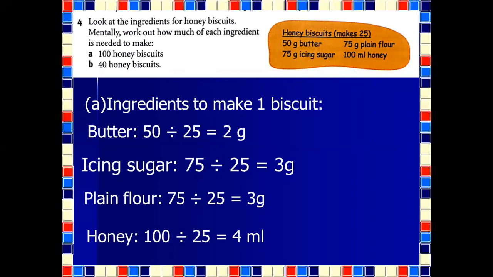Right? Okay. Now, butter, 2 grams. I will multiply by 100. It will become? 200. Good. Sugar, there is 3. It will become 300. Flour. It will become 300. Good. Honey. It will become 400.